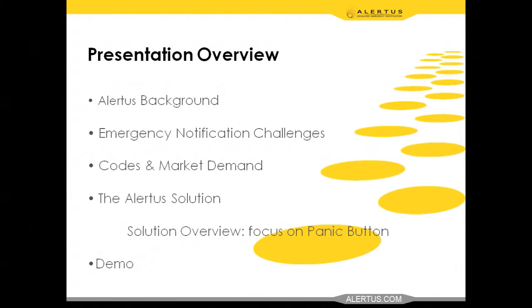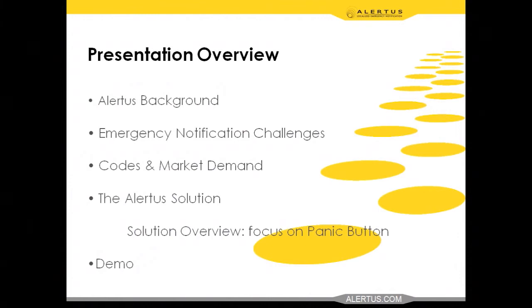Additionally, we'll talk a little bit about codes and market demand. This is an area actually where codes are trying to catch up with market demand. Individuals out there in your facilities, your buildings, your campuses, they demand and require a certain level of safety and security when they're in your facilities, in your place of business, those kind of things. So the market demand for this is actually driving the codes and helping the codes to evolve.